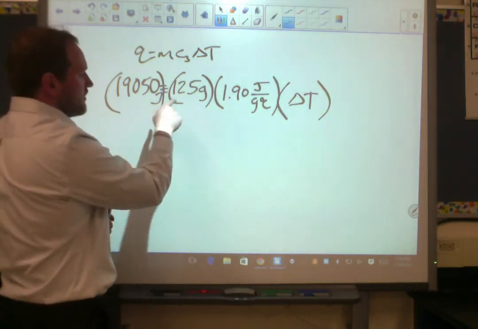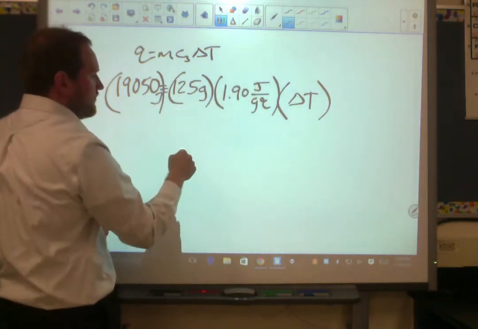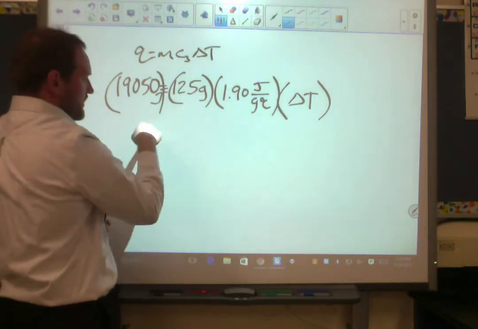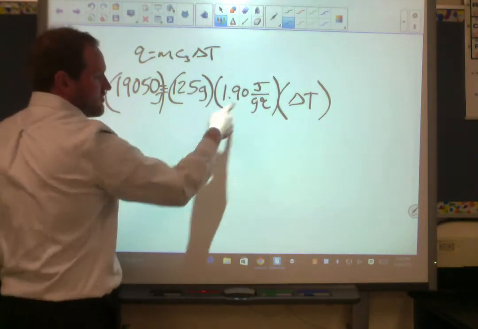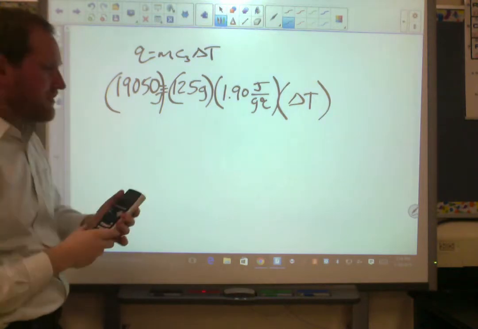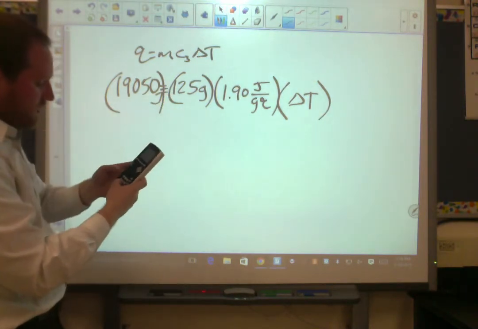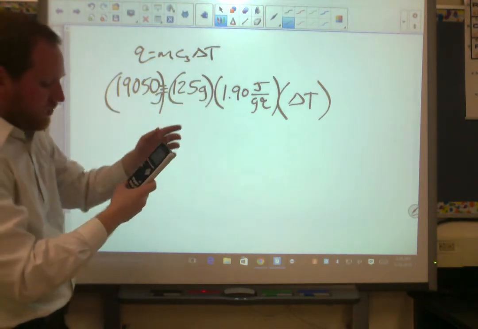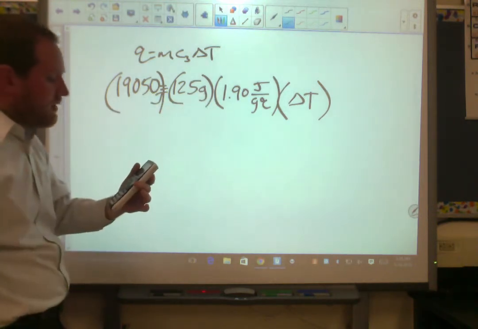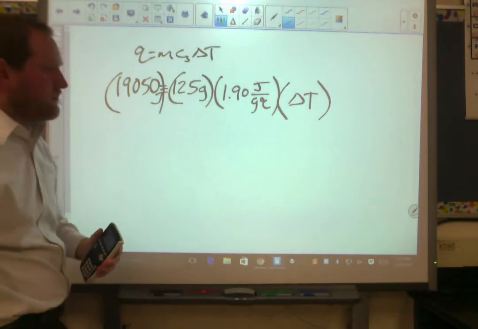Joules are on top here. If I divide by this, joules cancel. I'm also going to divide by this, so gram and gram cancel. You're left with just degrees Celsius as that like double denominator. It's going to come up to the top. So 19,050 divided by 125 equals, divided by 1.90 equals, and my answer is 80.21.